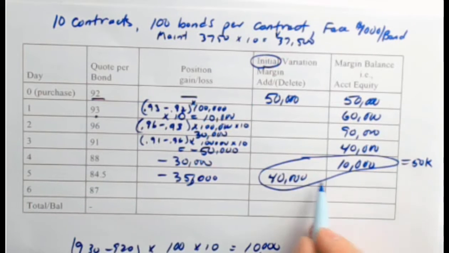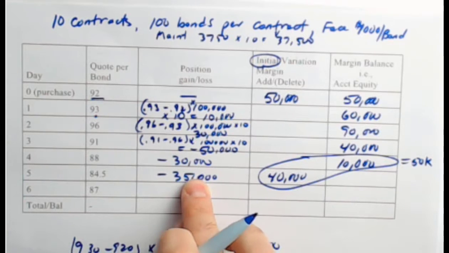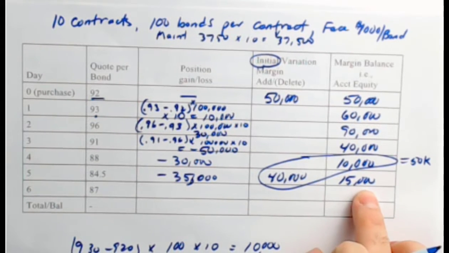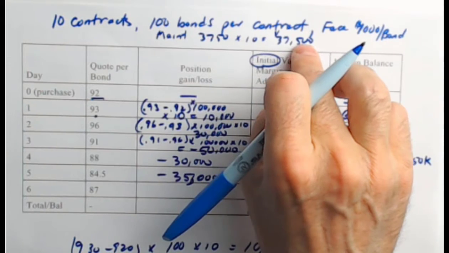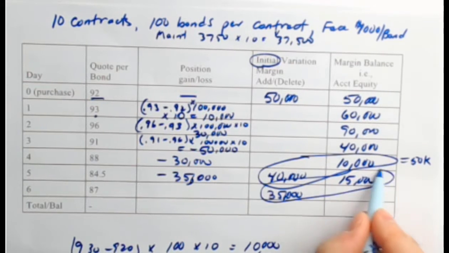Now we have this loss. So we have $50,000 at this point. Now minus 35, we have $15,000 in the account. Ooh, that tells us there's another margin call, because we're below the 3750. So we're going to have to pony up 35,000 to get this to be 50,000.